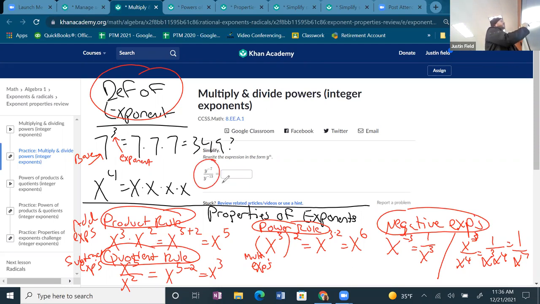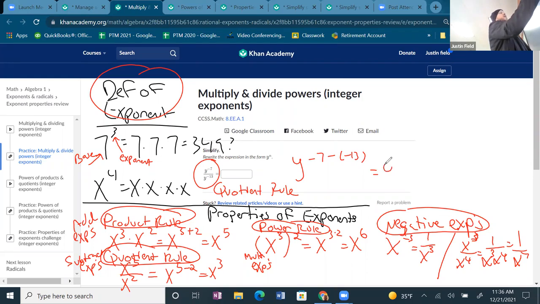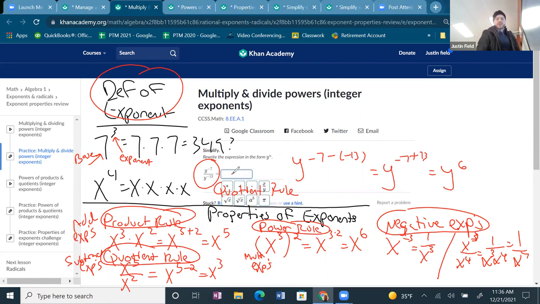we see a fraction here, so we're going to use the quotient rule. And what does that say? That says y to the negative 7 minus negative 13. And then we know that would be y to the negative 7 plus 13, and we know that would be y to the 6th. So I'm going to say y to the 6th.